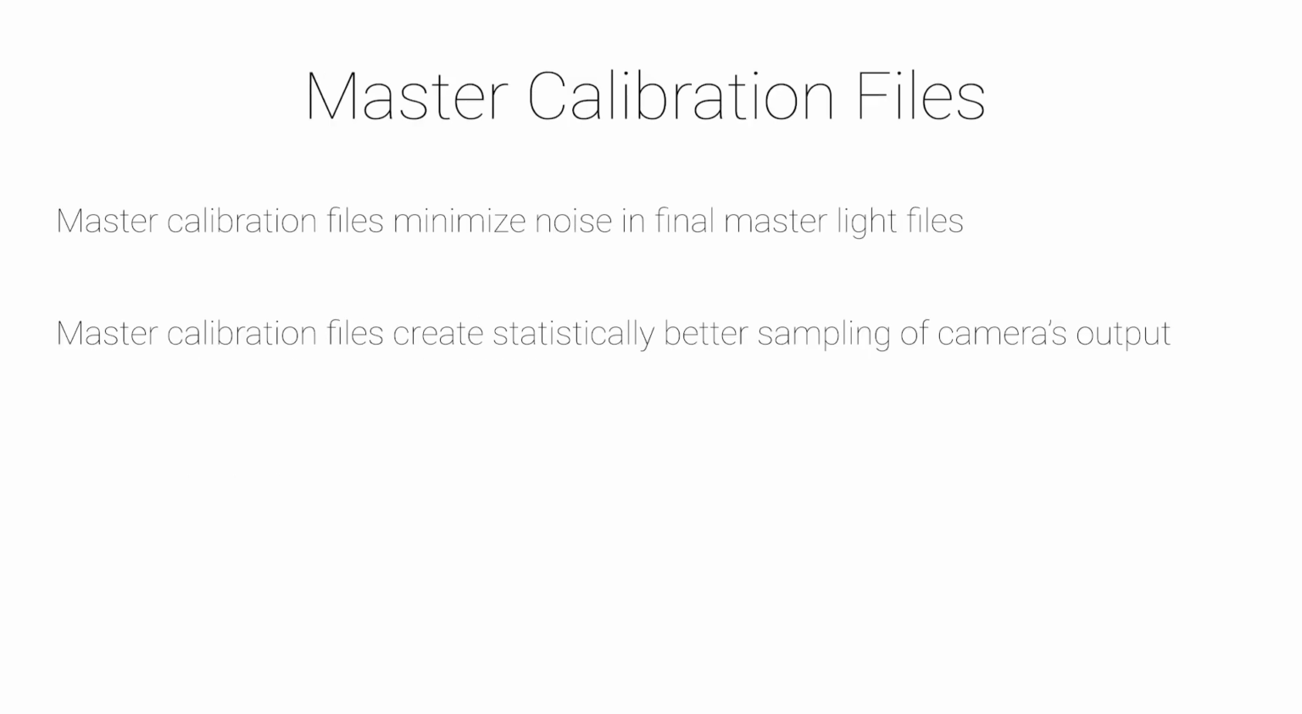And the reason we need to do this is because if we were to calibrate our light frames with all of the individual calibration subframes that we took, it would actually end up causing more noise in our master light files, which is not good. And it's also beneficial to create these master calibration files because they end up creating statistically better sampling of our camera's output. So overall, doing this is just a bigger win.